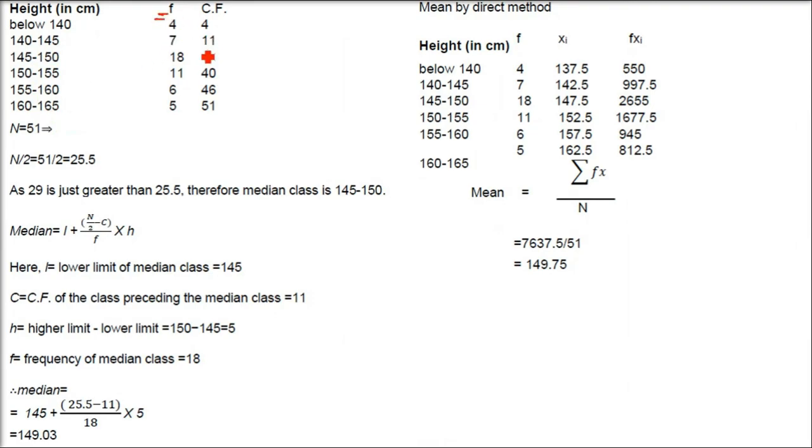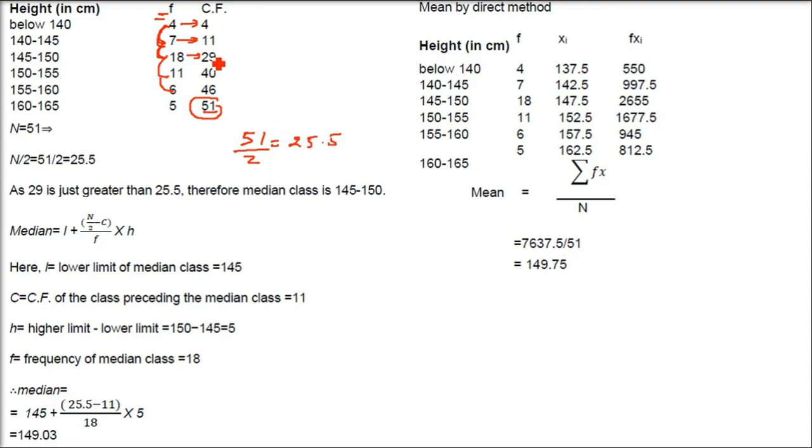Now the frequency is given. Whenever we find the median, we will try to find the cumulative frequency. What is cumulative frequency? 4 will come like this. 4 plus 7 will come 11. 4 plus 7 plus 18. Now 4 plus 7 plus 18 plus 11, here 40. 4, 7, 18, 11, 6, that will be 46. Then all this added, 51. So even if you add all the frequencies, it has to come 51. So 51 is the total sigma f, or the final cumulative frequency. You divide it by 2, it will be 25.5. Then you have to find out where it is lying.